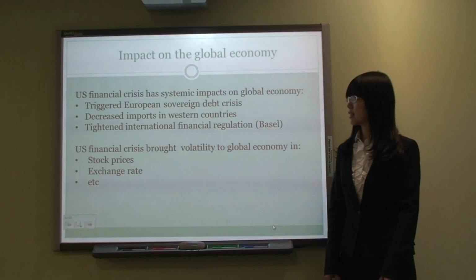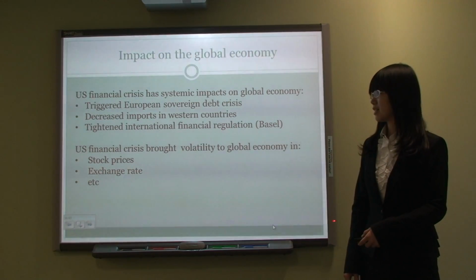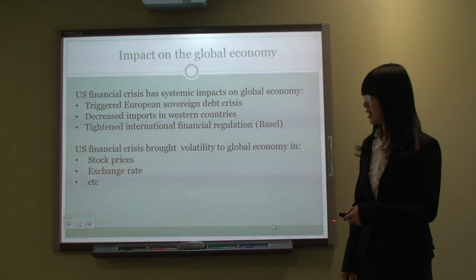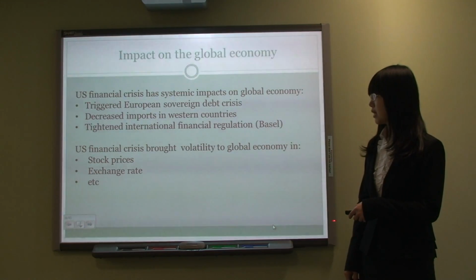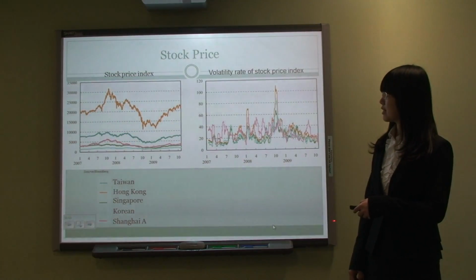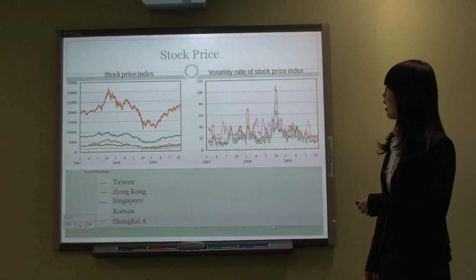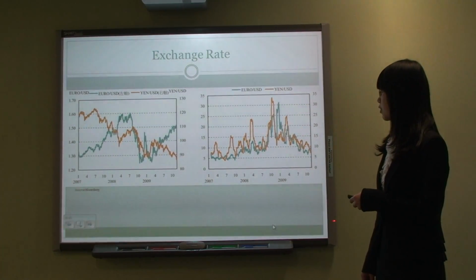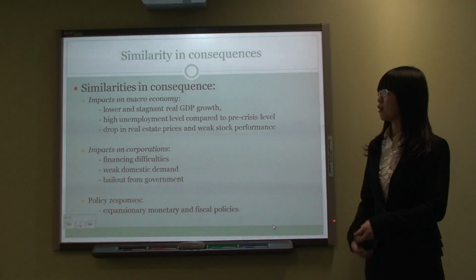The crisis also affected the global economy a lot. It triggered the European debt crisis, decreased imports in Western countries, and also tightened international financial regulation. It also increased the volatility of the global economy, such as in stock prices and exchange rates. From this graph, we can see it is obvious that the volatility of the stock price index and the exchange rate reached a peak after the crisis began, around 2009. Then we will move on to the similarities in consequences.